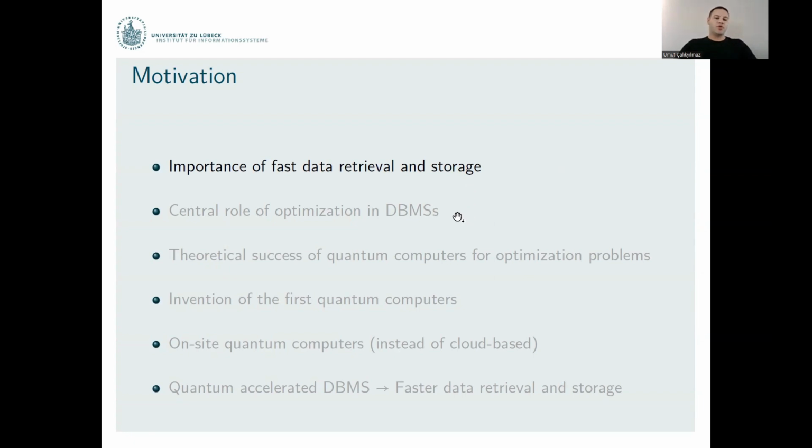We all know the importance of fast data retrieval and storage, and the central role of optimization in database management systems to provide that. In recent years, theoretical success of quantum computers for optimization problems has been shown, and also the first quantum computers have been invented. Now we have cloud-based quantum computers, but in the following years, we'll also have on-site quantum computers. And all these developments have led us to research the possibility of quantum accelerated database management systems.